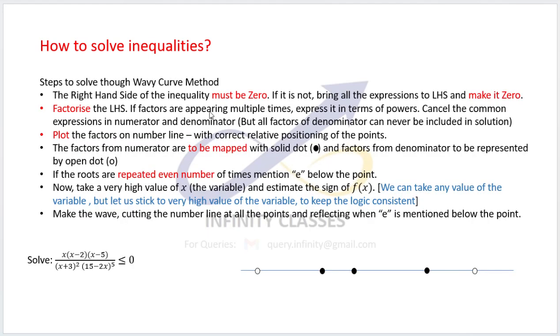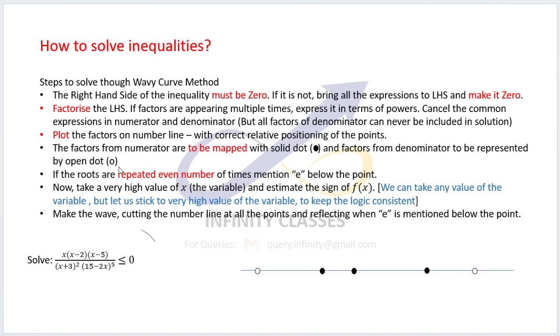Let's start. How do we solve inequalities using the wavy curve method? First of all, there is an expression given to you. The right hand side of the expression should be equal to 0. It must be 0. If it is not 0, make it 0. If the right hand side has some other expression, you can bring it on the left hand side and express it as equal to 0, less than equal to 0, or greater than equal to 0 ultimately. So the right hand side has to be 0. If it is not, then bring all the expressions on the LHS and make it 0.